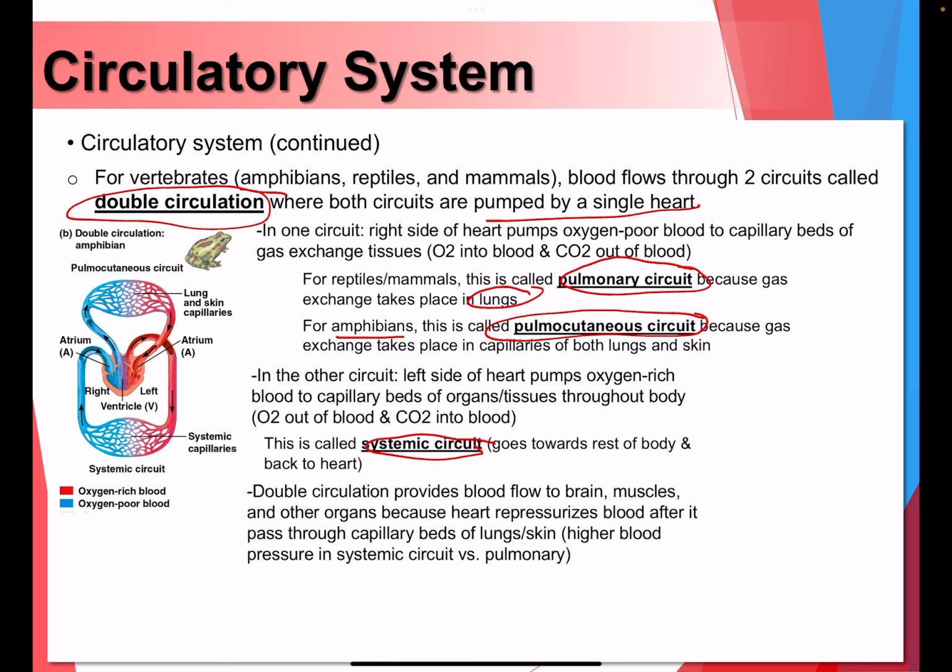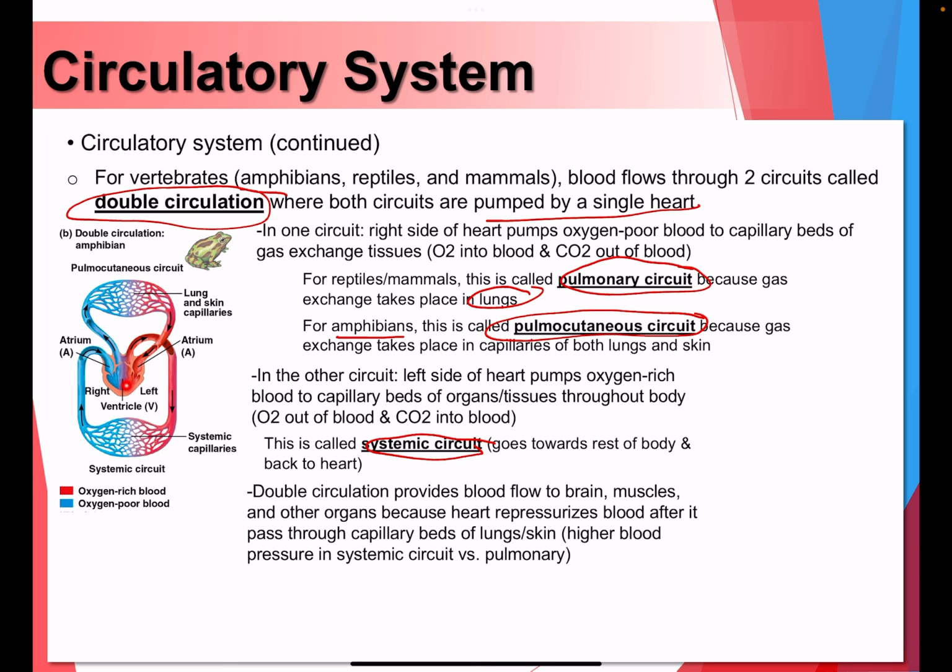And because the heart repressurizes, in a sense, because before with the fish, it wasn't able to do that. After it picked up oxygen from the gills, there's no going back to the other side of the heart and getting pumping again. Okay, so in a sense, the heart's pumping action powers the pulmonary circuit and at the same time powers the systemic circuit. That's the beauty of double circulation. So it allows that blood to repressurize after losing all that pressure going through the lungs' capillary beds.